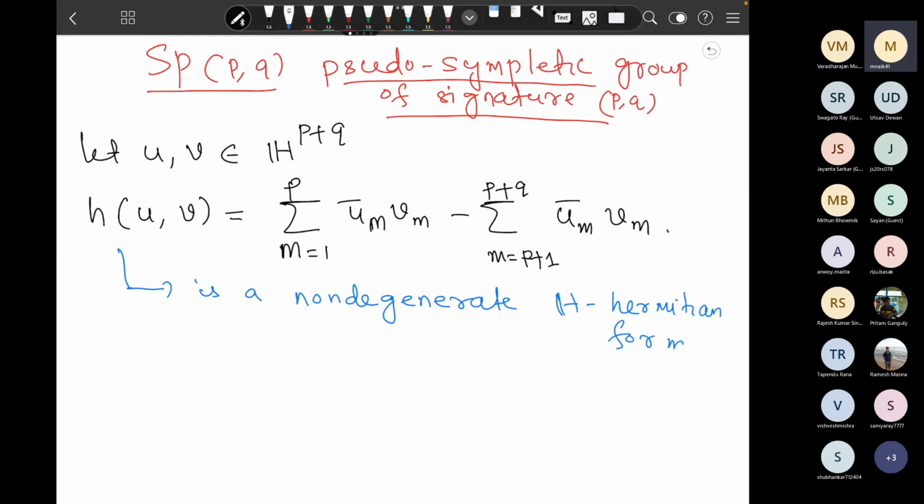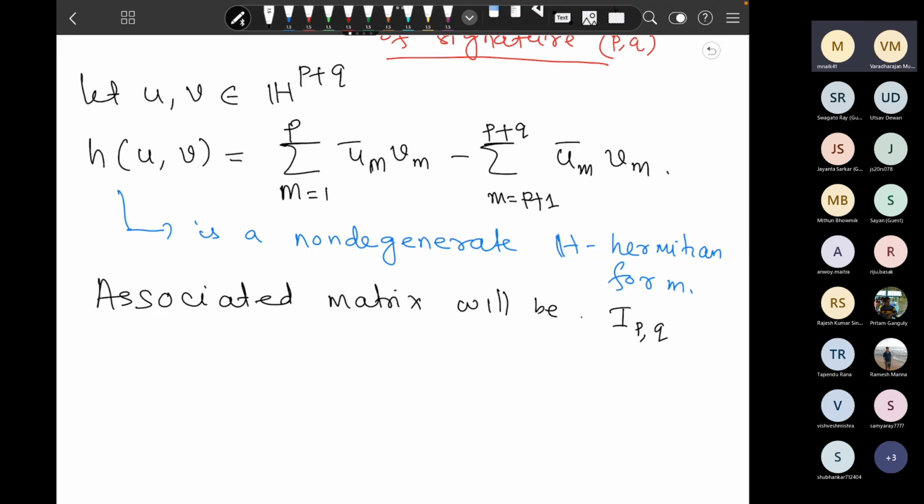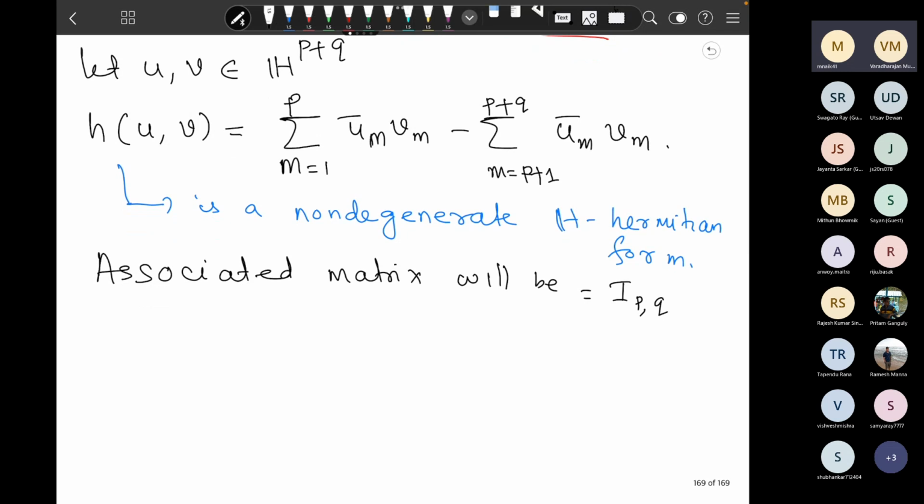Okay, so this is one thing. And the associated matrix, analogous to the complex and the real case, will be this I_(p,q). So for Sp(p,q), I am just writing this matrix thing: A belongs to M_(p+q)(H).